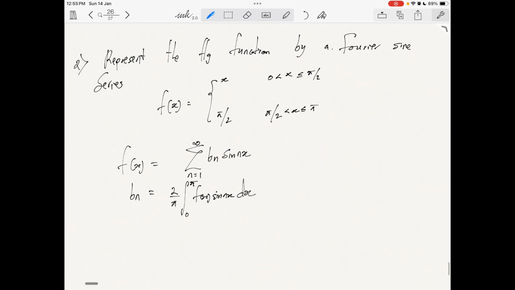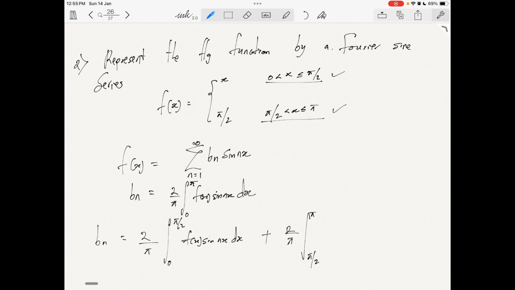Now we can see in this question that our limit is divided into 2, from 0 to pi over 2 and from pi over 2 to pi. So we can split bn further to give us 2 over pi from 0 to pi over 2 of f of x sine nx dx plus 2 over pi, and this time this will be from pi over 2 to pi of f of x sine nx dx.